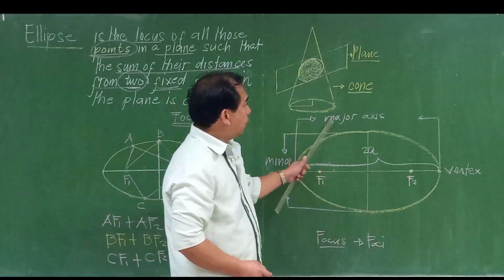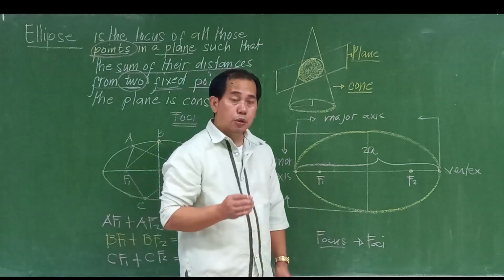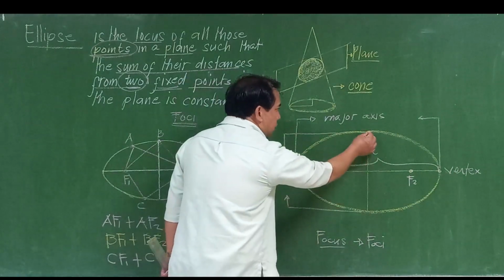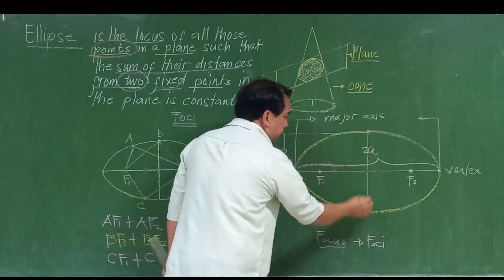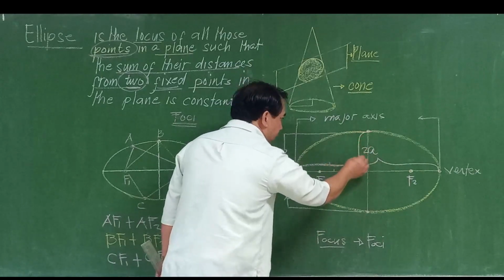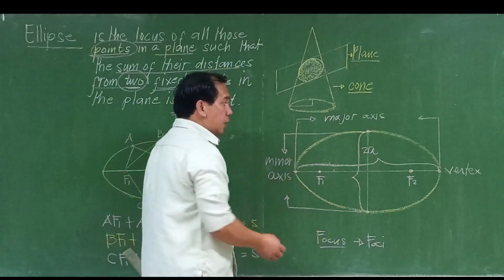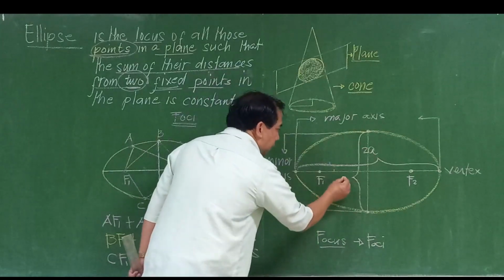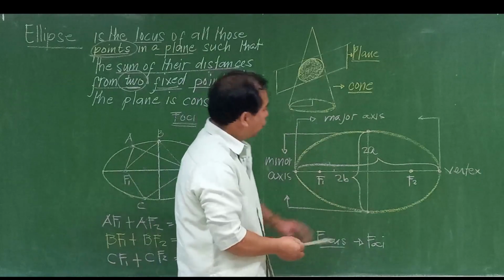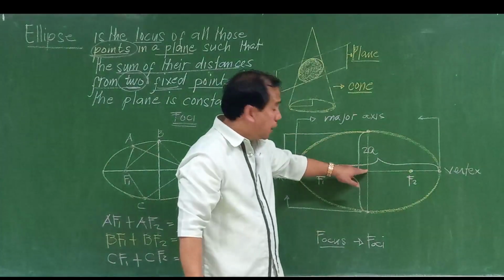So the measure of our major axis is 2A. Now what about the minor axis? The minor axis is from this vertex going down to this vertex. So, the measure is the same: if we have 2A for the major axis, the minor axis is 2B. Half of it, from this vertex going to the center, is B.